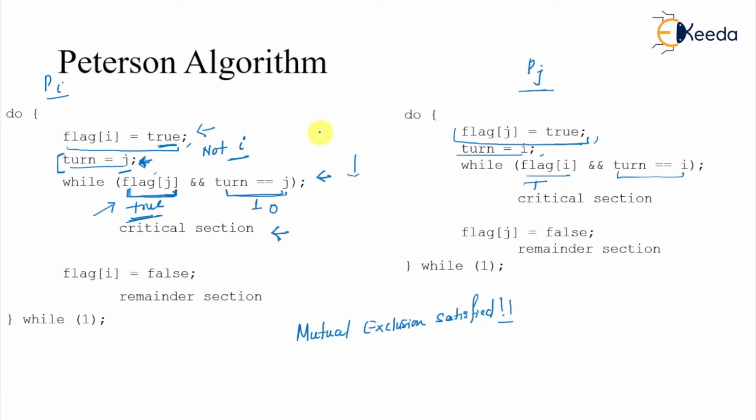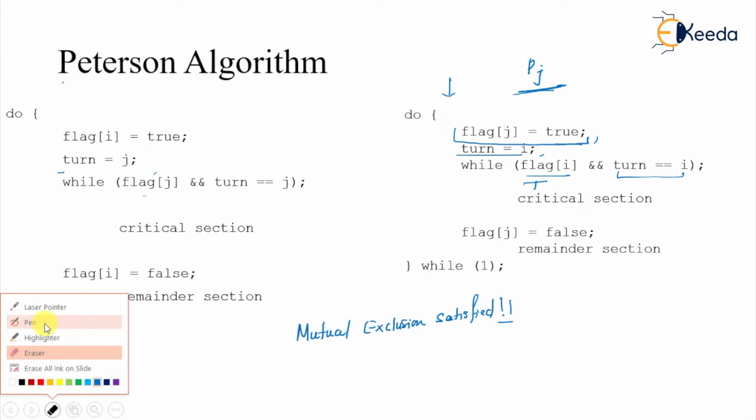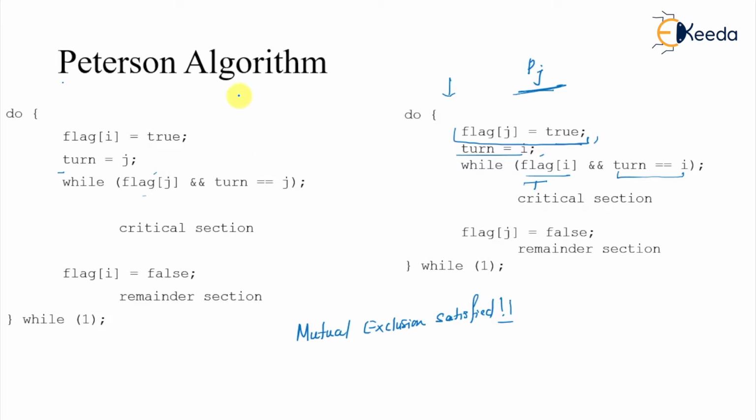Suppose pj is not interested in entering the critical section. That was one problem in algorithm 1: if pi again wants to enter the critical section, it cannot do so because of strict alternation. Now let's see whether this strict alternation is present or not. If only pi wants to go again and again, is it allowed or not?